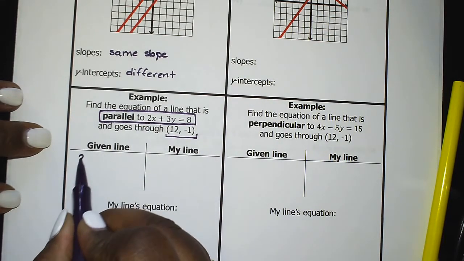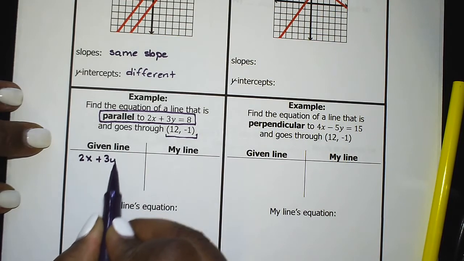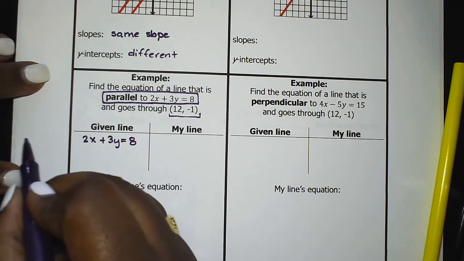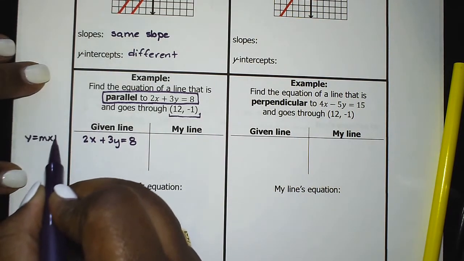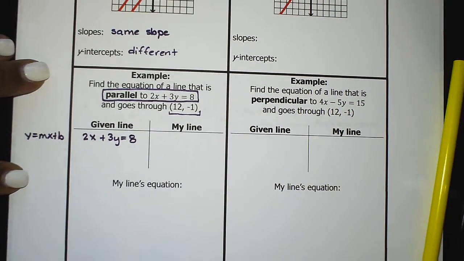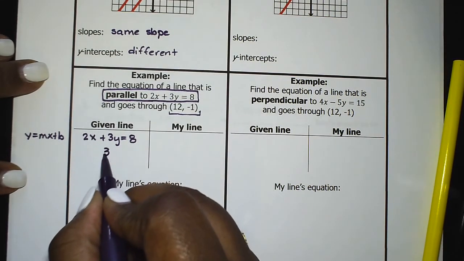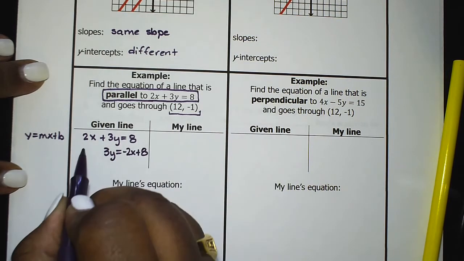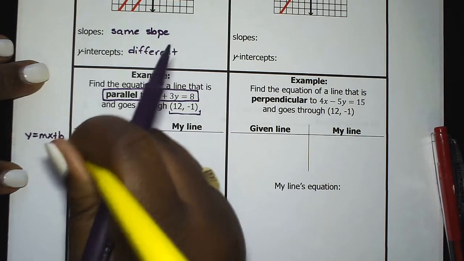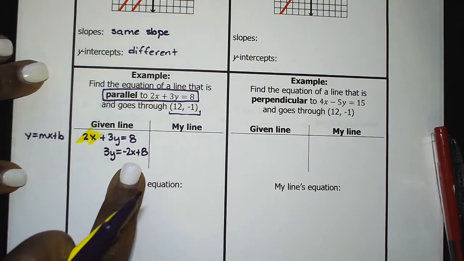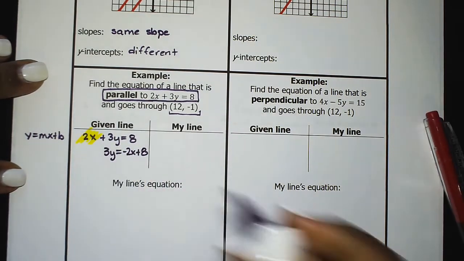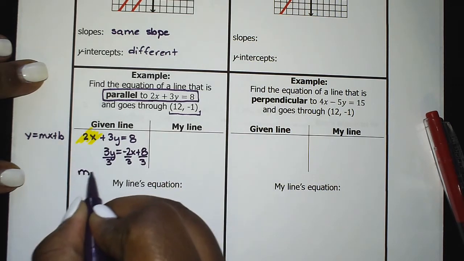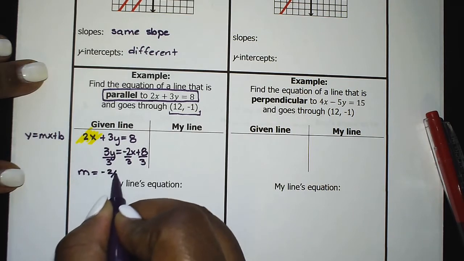So your given line is 2x plus 3y equals 8. To determine the slope, you have to get it in this format. That's the slope-intercept form. So what we're going to do is it's going to be 3y is equal to negative 2x plus 8. What I did here is I moved this positive 2x over to this side by subtracting it. Now I'm going to divide by 3. So the slope is equal to a negative 2/3.